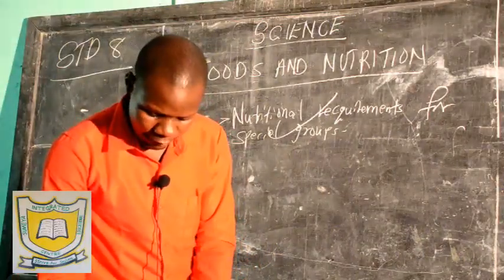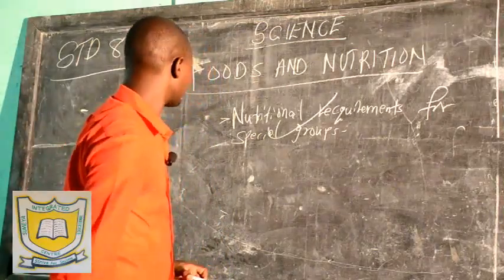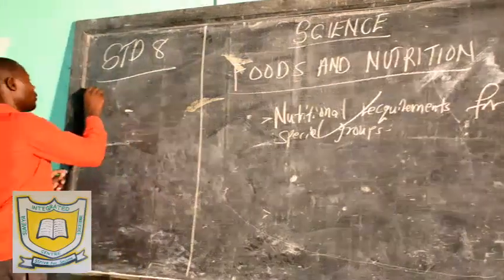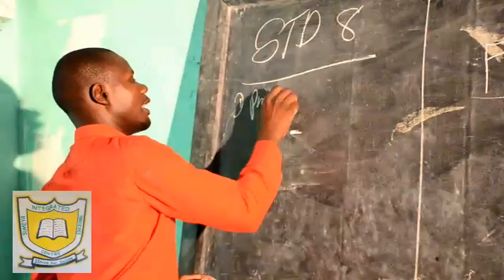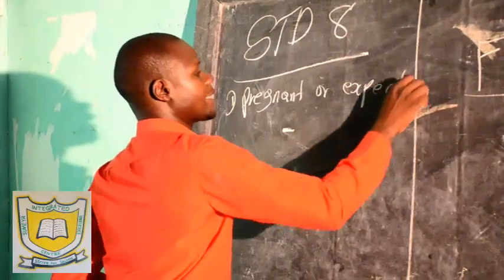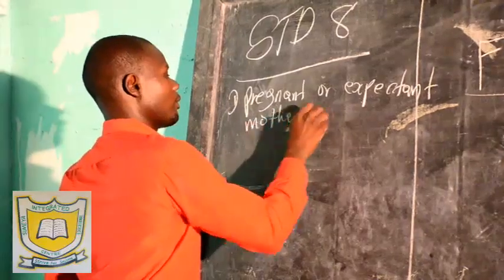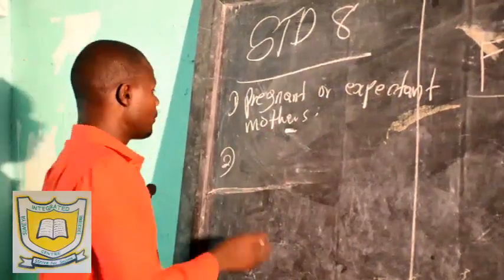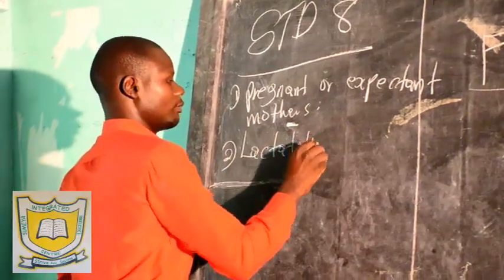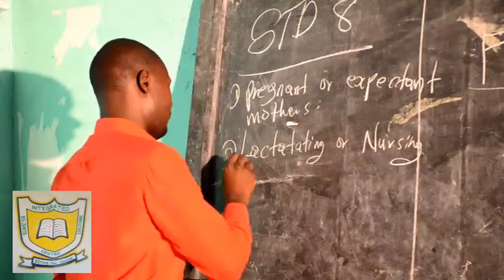One, we have pregnant or expectant mothers. Let me record them here. Pregnant or expectant mothers. Two, lactating or nursing mothers.